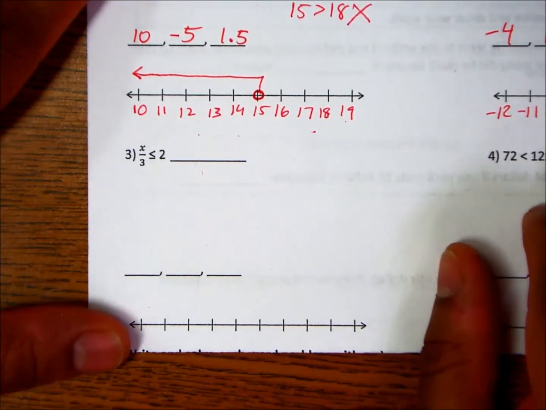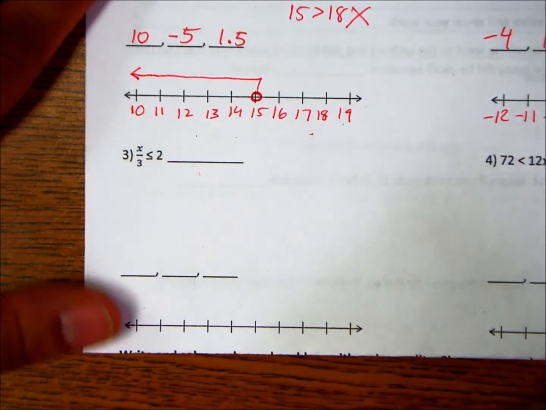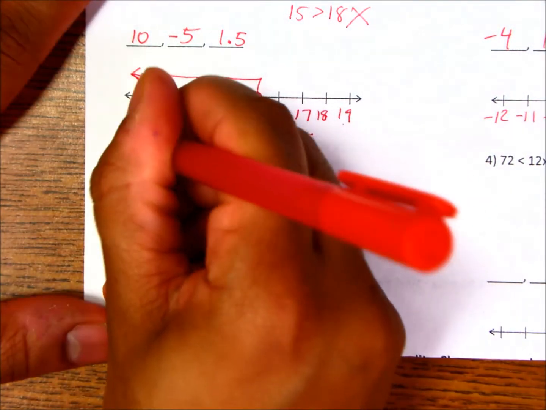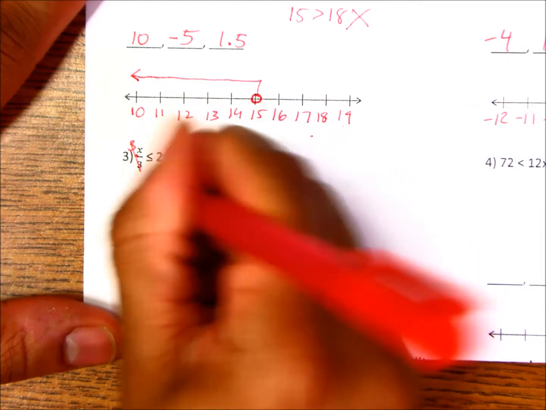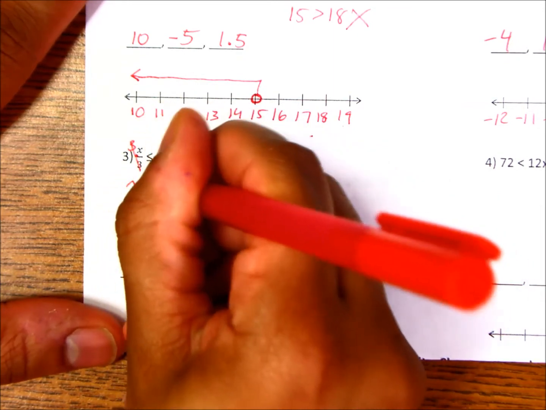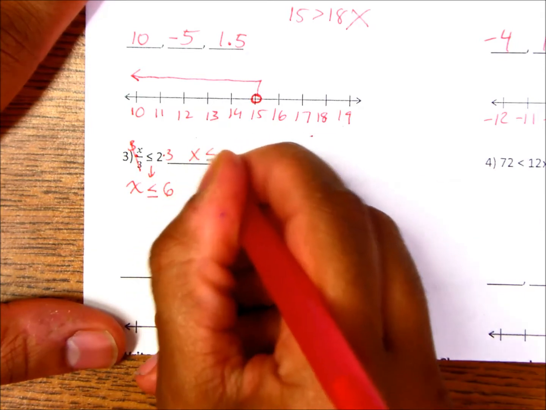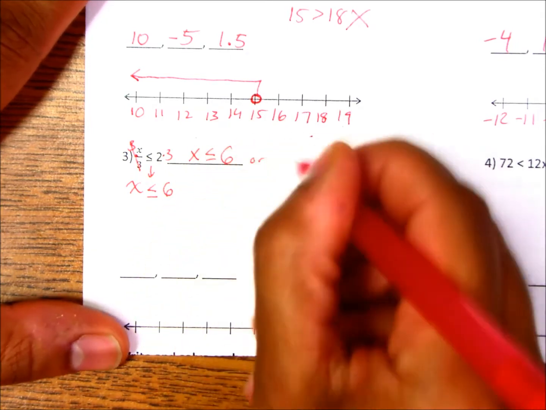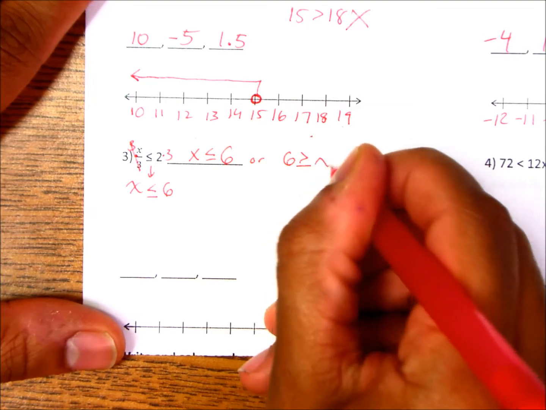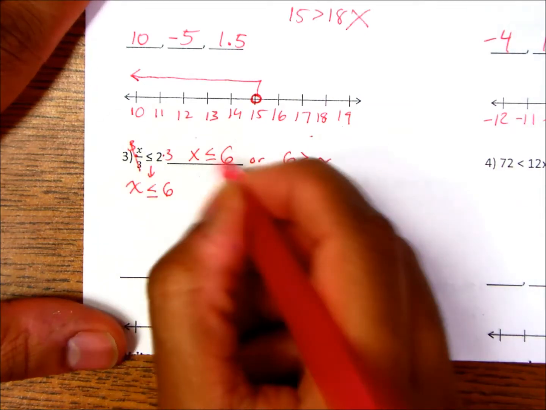Next one. X divided by 3. Remember that means division. Inverse of division is to multiply. Now I'm squeezing it in there. Bring down your symbol. 2 times 3 is 6. So x is less than or equal to 6. Or if for some reason you rewrote it, it looked like that. This one's fine.